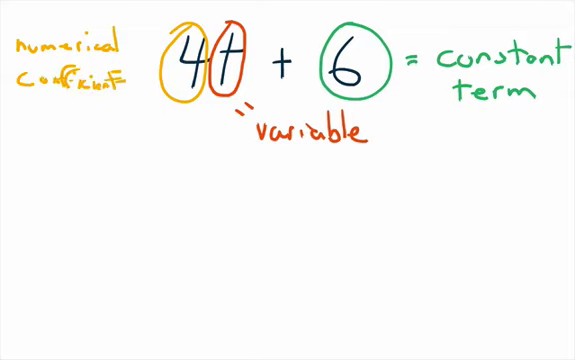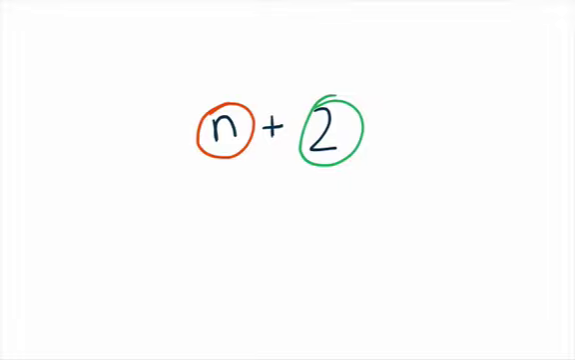Now, not all problems will have all three. What if I had something that looked like this? n plus 2. What am I missing here? I have a constant term. I have a variable. Am I missing a numerical coefficient? Yeah, there's nothing here that's connected to the letter, it's standing by itself. I have a number by itself, which is always the constant term. I have a letter, which is always the variable, but there's no numerical coefficient.